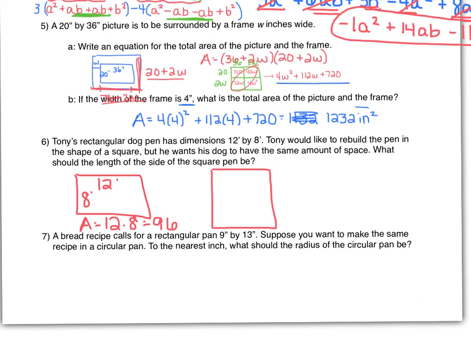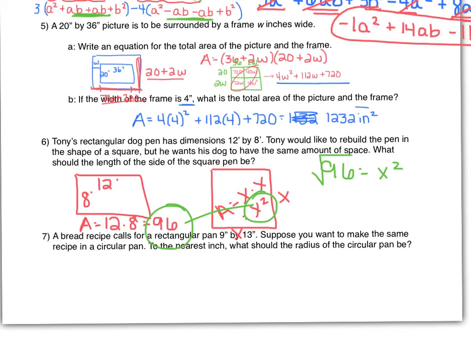Now for the other dog pen, the square, I don't know the side length, so I'm just going to call the side length X, which means all of my side lengths are equal to X. And so if I wanted to find the area of this one, I would do X times X, which is actually equal to X squared. So now what I know is I want this to match this. I want the two areas to be exactly the same. So I'm going to say 96 has to equal X squared.